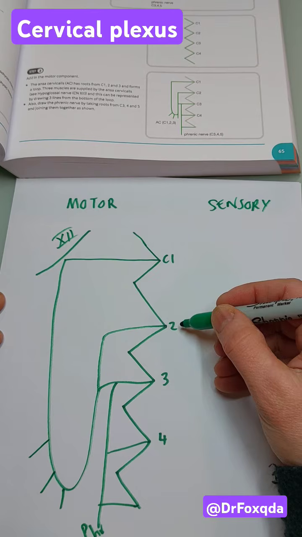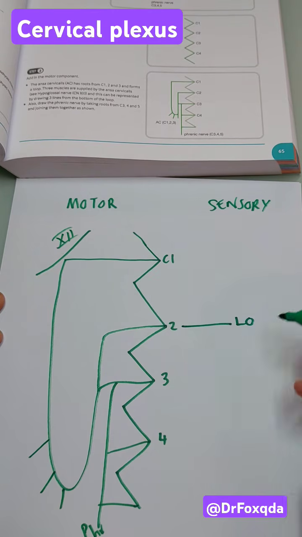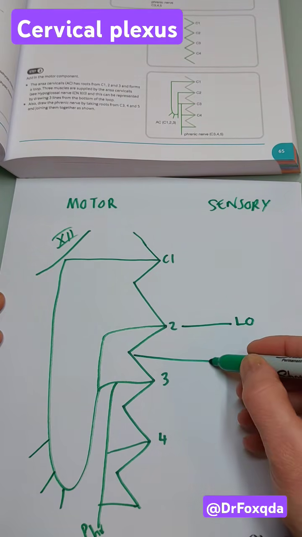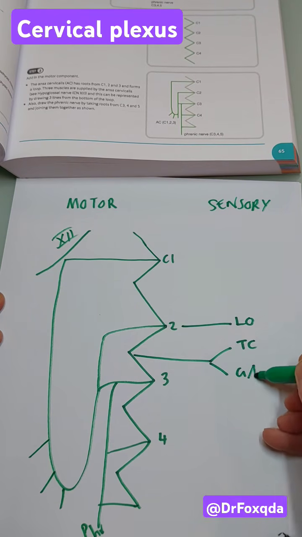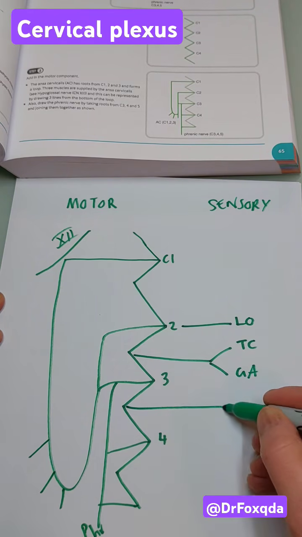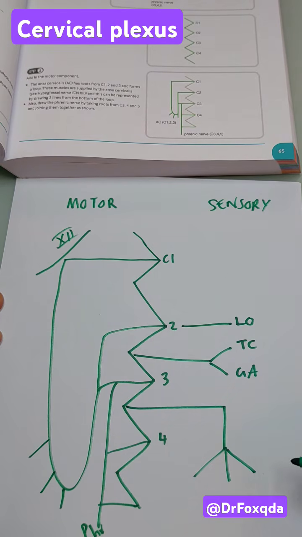So here you have the lesser occipital nerve from C2. You have 2 that come from C2, 3. So you have transverse cervicalis and the greater auricular. And then from C3, 4, you have the supraclavicular nerve.